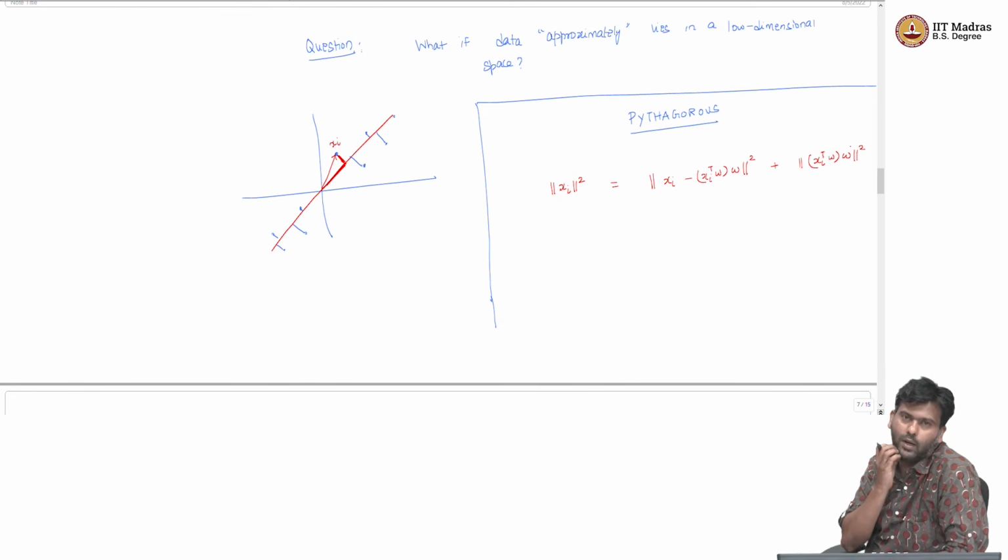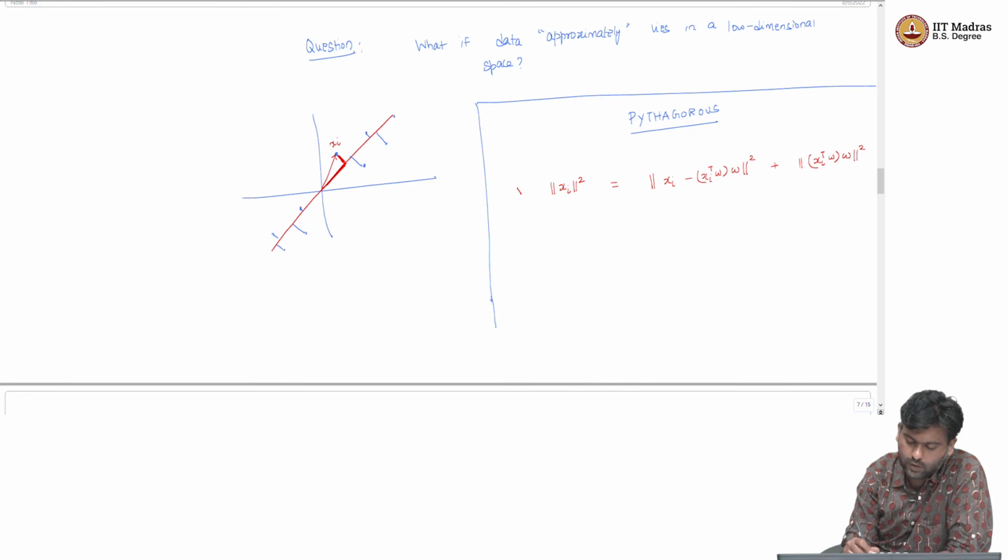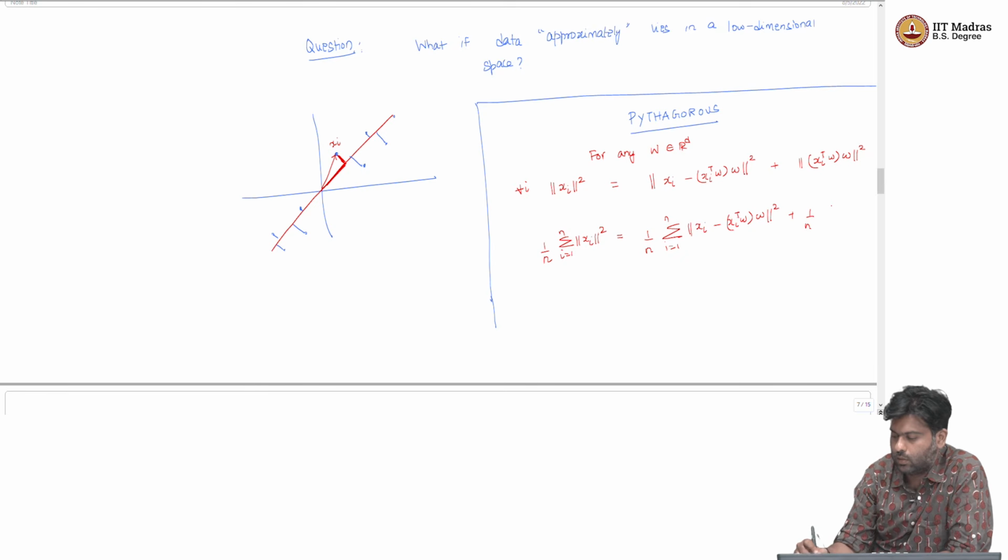So, this is true for any data point. Now, this is true for all i, which means if I just average this left hand side over all i, for any w, right. So, in R^d this is true where the xi's are all in R^d. If I do the averaging here, I get this plus 1 over n sum over i of xi transpose w into w squared.